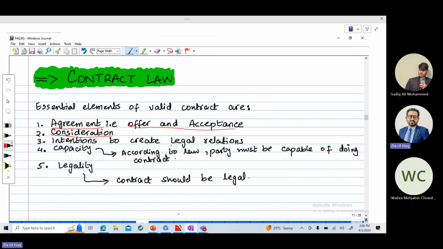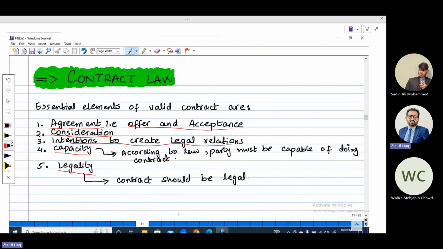And there should be intention to create legal relationship, meaning both parties are willing to enter into the contract. And the party must have the capacity to enter the contract. Capacity means they should be of sound mind. They should be major, meaning above 18 years of age. And the contract should be legal. Like certain things law prohibits to trade. If you are trading with those things, there shouldn't be any legal contract between the parties because the thing for which you are going into contract is illegal.